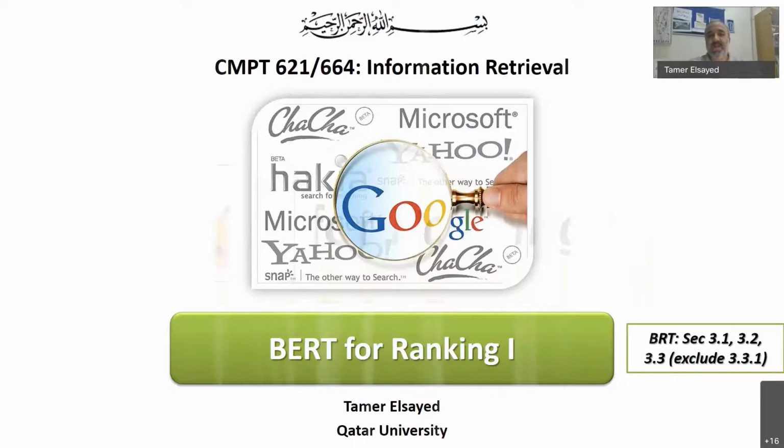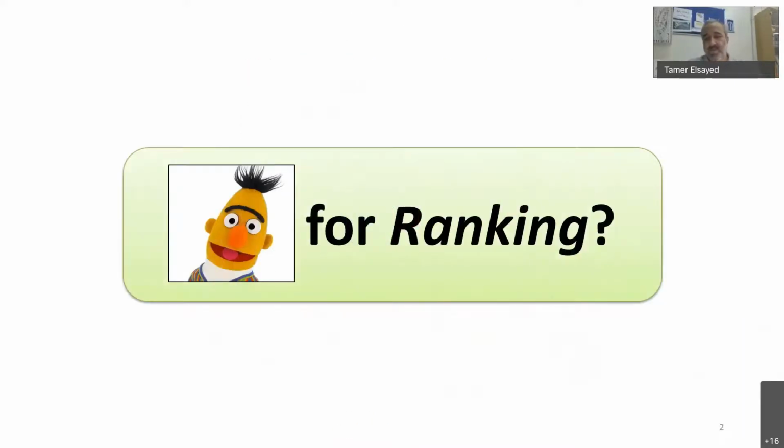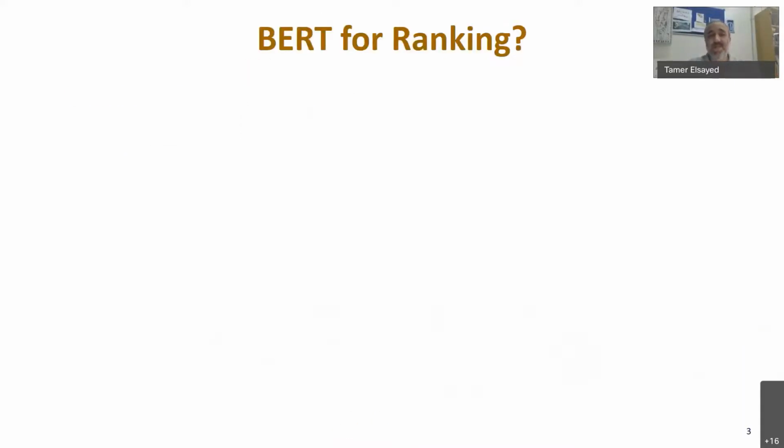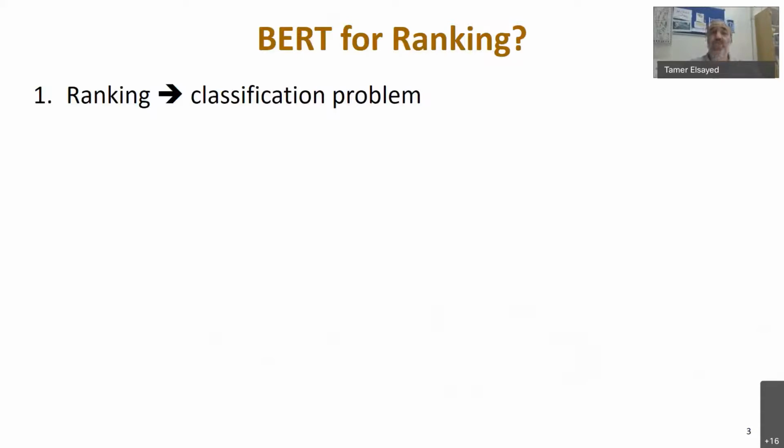Okay, now, BERT for ranking. What is the simplest idea? The simplest idea is to convert the ranking problem into a classification problem. As Ahlam said, we will use something very similar to what we showed in the first type of fine-tuning. So when we convert ranking to a classification problem, how many classes do we have? Or what are the classes first?